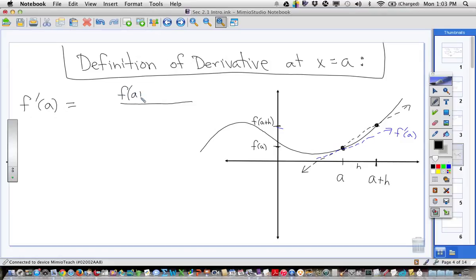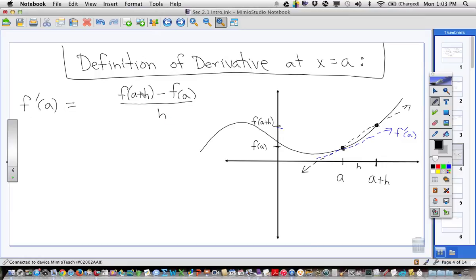f of a plus h minus f of a over h, right? That looks a little different than what we had before, the f of b minus f of a over b minus a, but it's the same thing. It's still rise over run. It's still subtract the y's, subtract the x's, okay? Still the same thing. So this is still slope between 2 points.